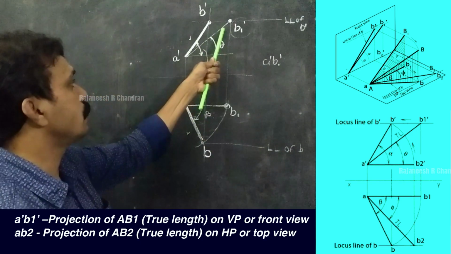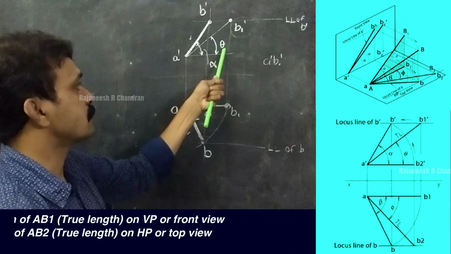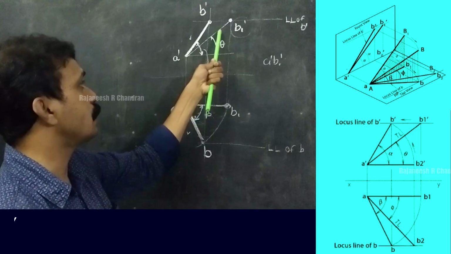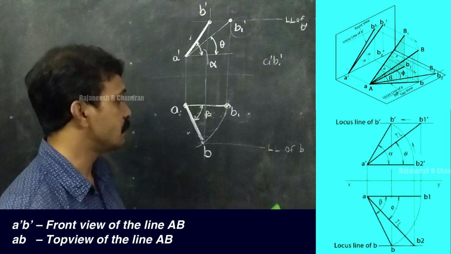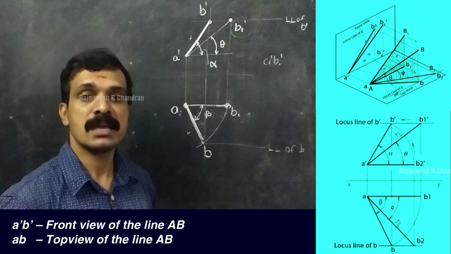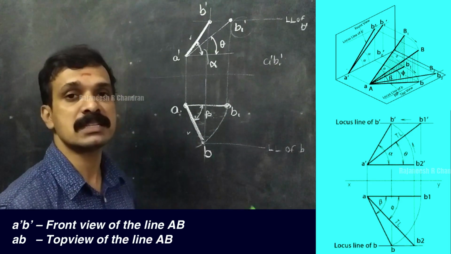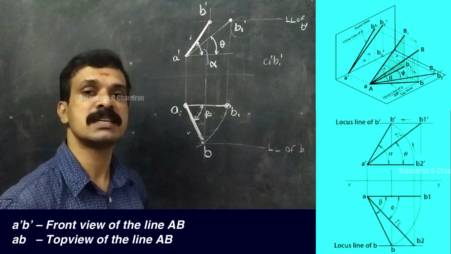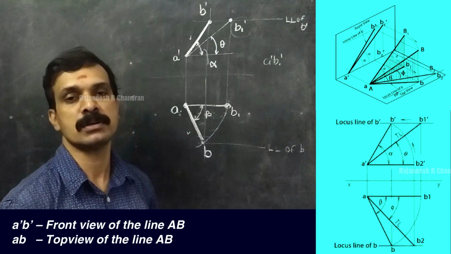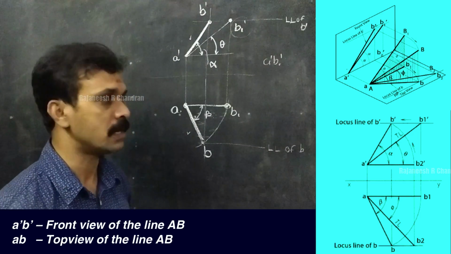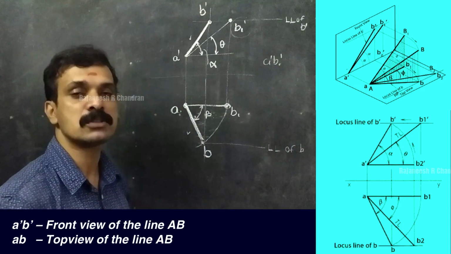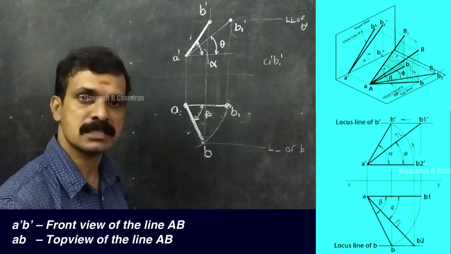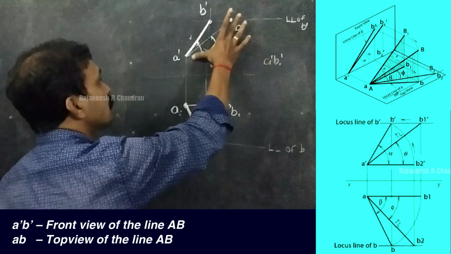See, this is the true inclination of the line with respect to HP, because this is the angle of inclination of the true length in the front view with respect to the XY line. Similarly, if we are able to obtain the true length in the top view, that inclination with the XY line will be the true inclination of the line with respect to VP, or phi. So how can you obtain the true length of the line with respect to VP? It is very easy. Now we have the true length.